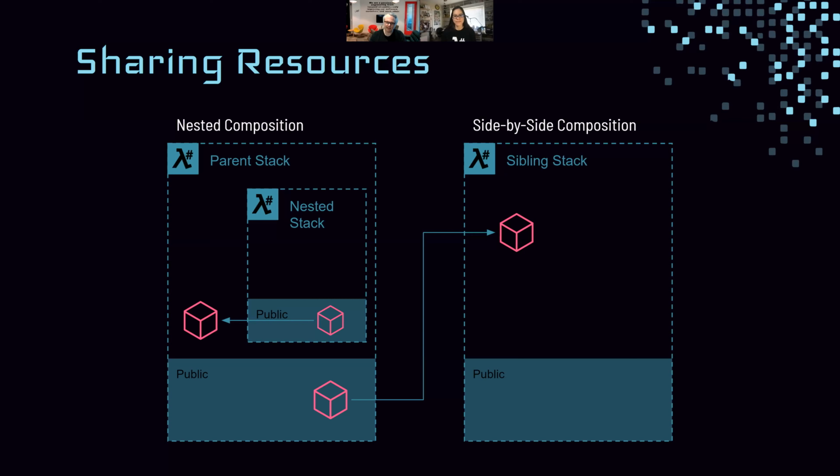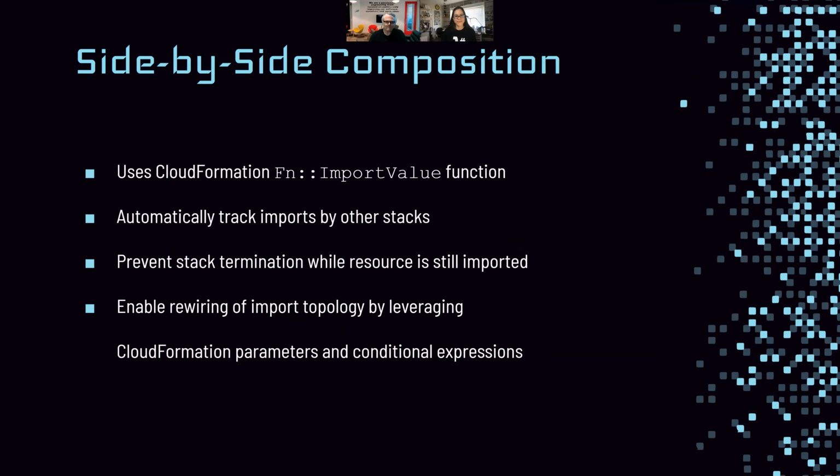Well, fortunately, there's some mechanisms, and we'll talk a little bit about those. So the mechanism by which side-by-side composition is fundamentally achieved in Lambda Sharp, again, you could do this by copy-pasting values that one stack provides and then just put the other, or using a parameter store or something of that sort. However, what I advocate is this function called import value.